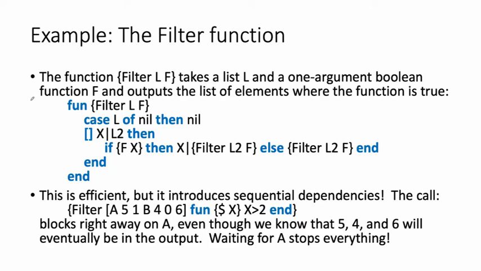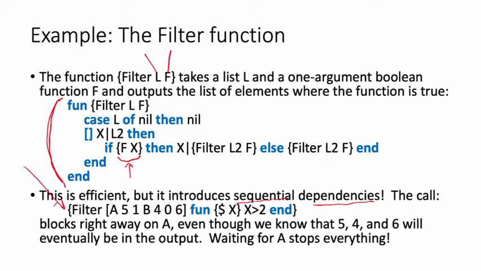Here's an example of a function called filter. It's a standard kind of functional program. You have a list L and a one-argument Boolean function F, and you will only output the elements for which F of x is true. This is a typical kind of functional abstraction that can be used a lot, but it introduces dependencies. It introduces kind of useless dependencies.